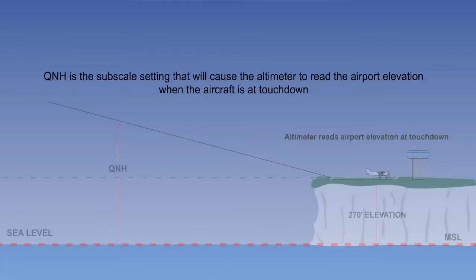QNH is the subscale setting that will cause the altimeter to read the airport elevation when the aircraft is at touchdown.